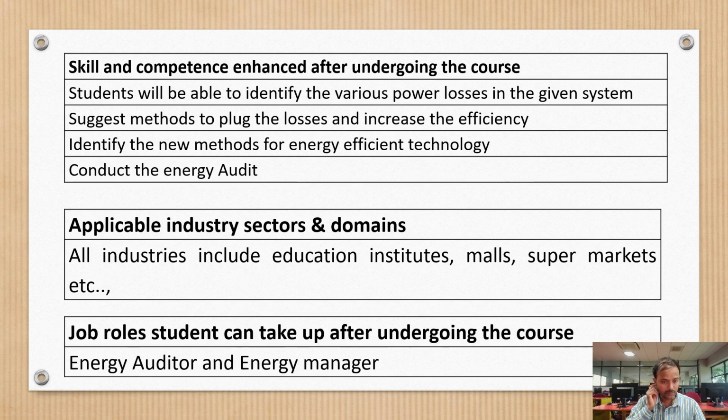And finally, what are the job roles students can take up after undergoing the course? He or she can become an energy auditor and energy manager. So this is about the course called Electrical Energy Conservation and Audit. This course can be opted for by all other branch students, except electrical students. So this is the brief introduction about electrical energy conservation and auditing.